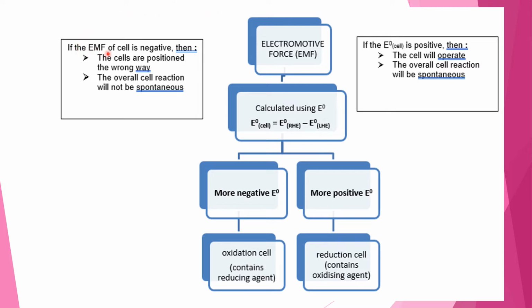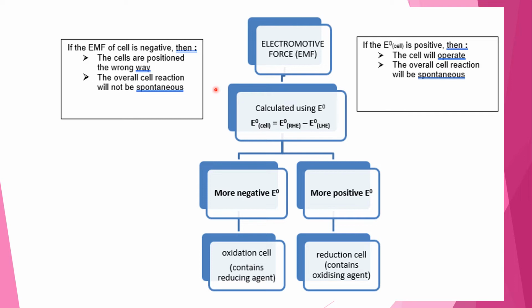The EMF of the cell, if it is a negative value, then what it basically means is that the cells are positioned the wrong way. What it means is that the left cell would be positioned on the right hand side and the right would be positioned on the left hand side, vice versa. Okay, so if that is the case, then we will have to switch them around. The negative EMF value will also indicate that the particular reaction to which the negative value has been derived does not take place in reality.